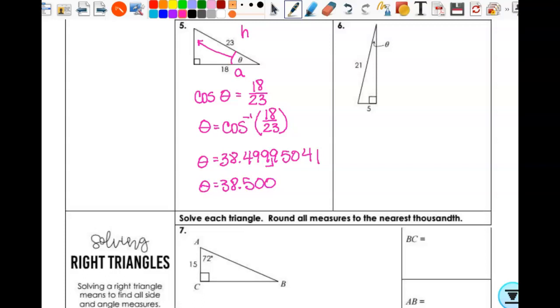So let's talk about that. That right there tells me we rounded and there's more stuff out there. Even though it says to the nearest thousandth, if you were to push the buttons on the calculator and the calculator spits out exactly 38.5, you write down 38.5. Does that make sense? 38.5 is different than 38.500. They mean different things even though they technically have the same value. Does that make sense to you? Okay, just making sure we got that.